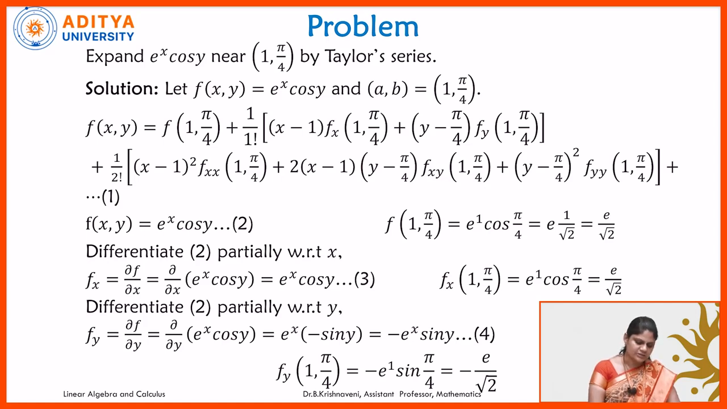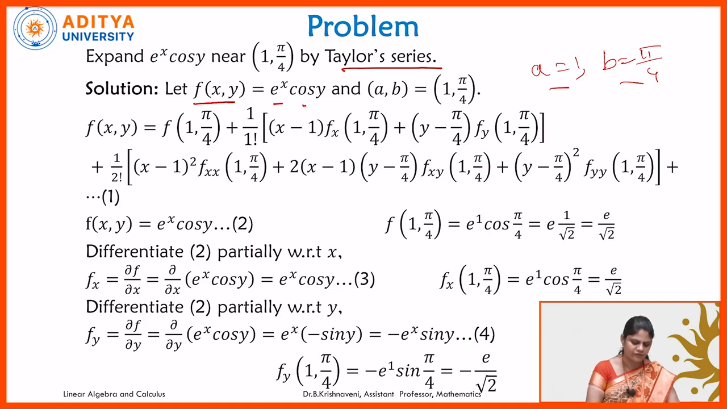The given question is: expand e power x cos y near the point (1, pi by 4) by Taylor series. So let's take the given function as f(x,y) equals e power x cos y, and the point given, that is (a,b), as (1, pi by 4). Which means here we need to take a equals 1, b equals pi by 4. Now write the Taylor series by taking a equals 1 and b equals pi by 4.